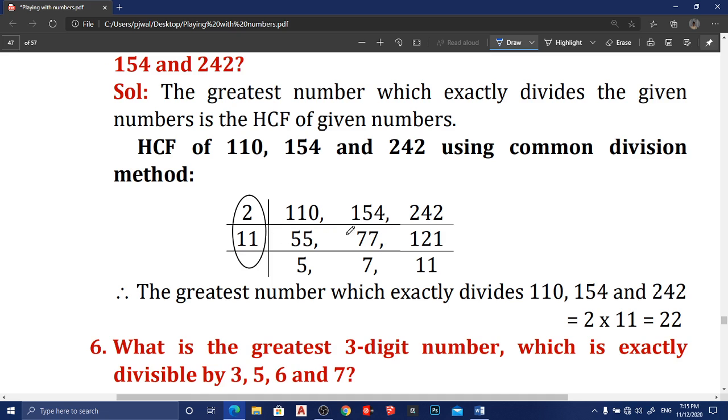So 2 55s, 2 77s, 2 121s here. Here you can use the 11 table. 11 5s, 11 7s, 11 11s here. Here you cannot divide any one of the numbers with any common factor, so leave it. Stop here. 2 11s are 22. So 22 is the greatest number which exactly divides all the three numbers 110, 154 and 242.